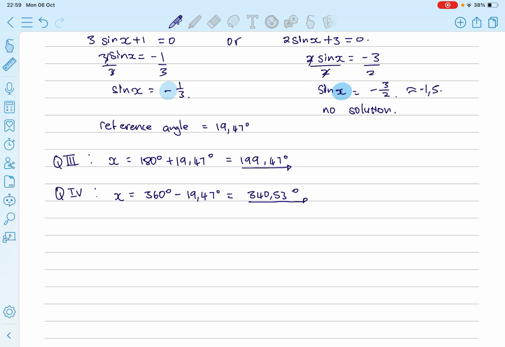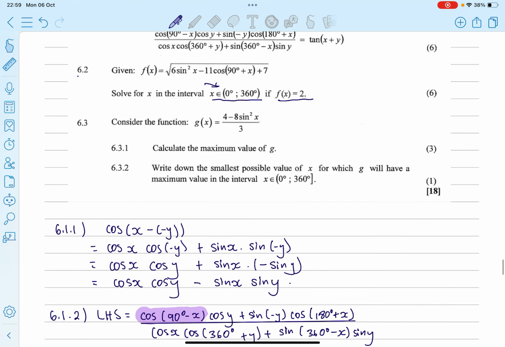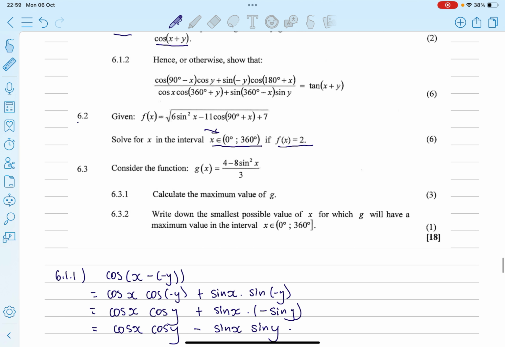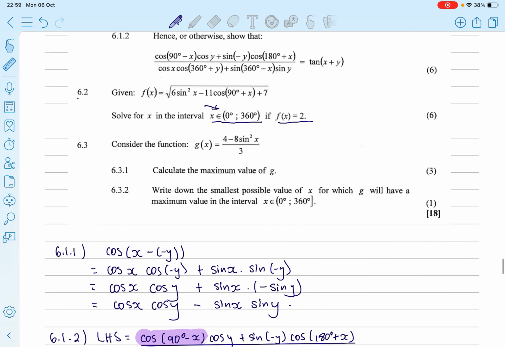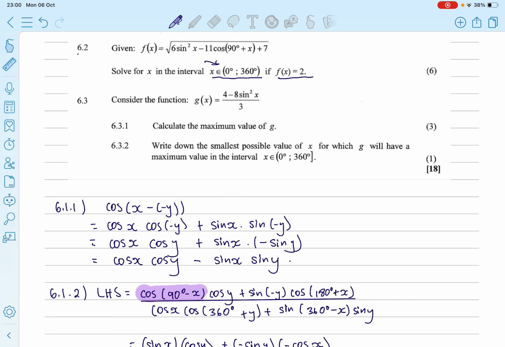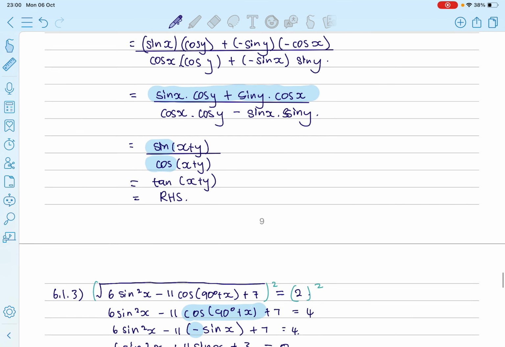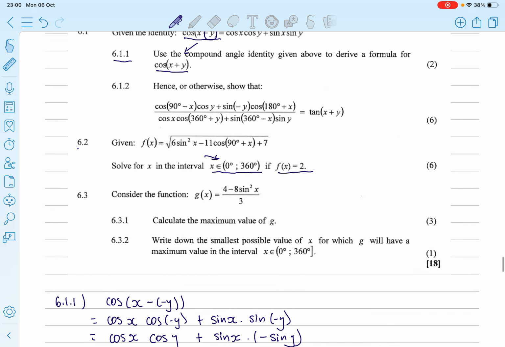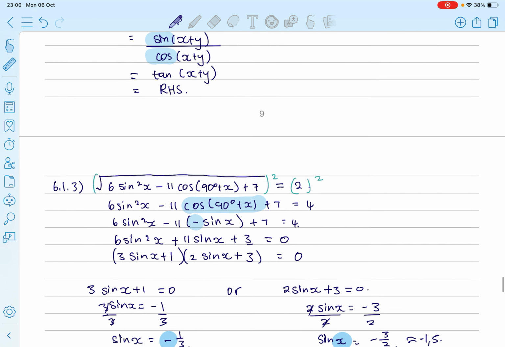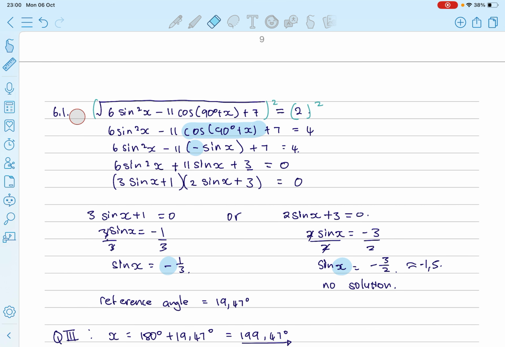Okay, so we didn't have to write plus k dot 360 since we are looking at the specific interval between 0 and 360, limiting us to just the third and the fourth quadrant and allowing us to actually get the specific values. But if this was just general solution, you would have plus k dot 360, where k is an element of integers. Okay, that's it for 6.1.3. Oh, it was 6.2. Why am I calling it 6.1.3?